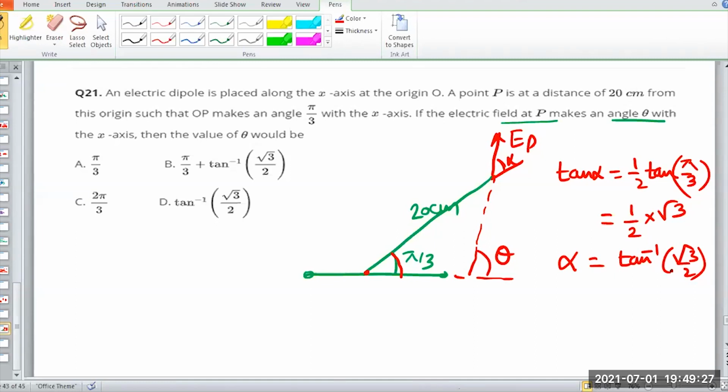Okay. But my theta is what? My theta, by the exterior angle theorem you have read already, theta is alpha plus pi by 3. So pi by 3 plus tan inverse root 3 by 2. Yes, Kimai? Ask beta. What is the doubt? You raised hand now? Ask. Okay, by mistake.